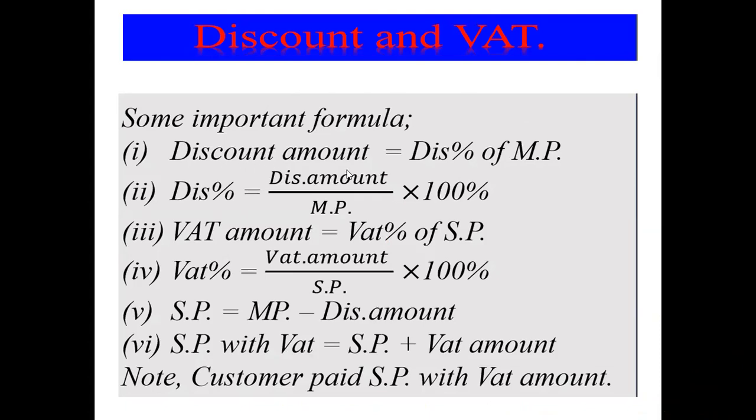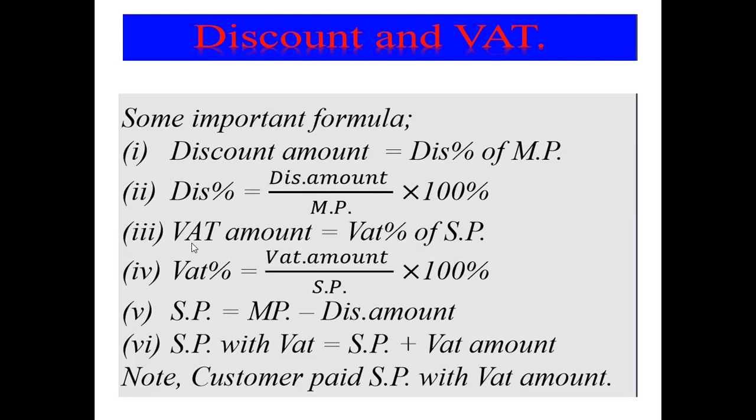Discount amount means which formula? Discount percent of MP. MP means marked price, the price which is written on the cover. And discount amount is found using discount percent of MP. And discount percent means discount amount by MP into 100%.